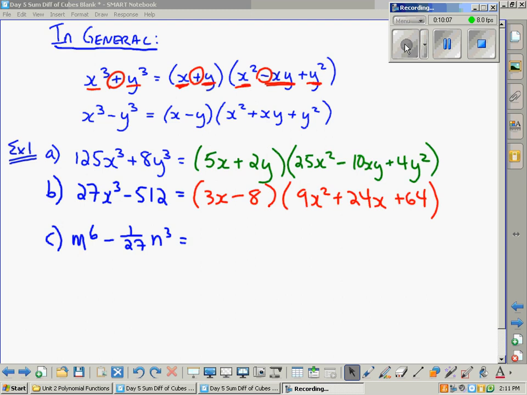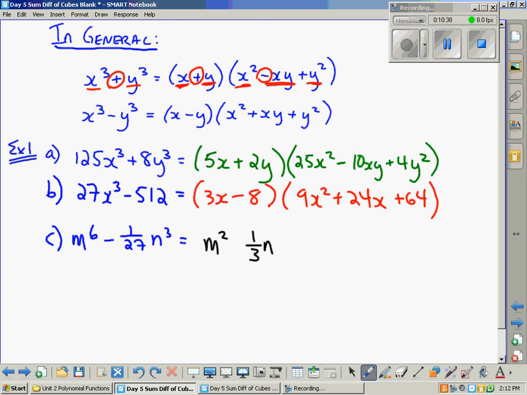Last one, cube root of the first. So this one might be a little bit challenging. Cube root of m to the power 6. So what number do I multiply 3 times to get m to the power 6? Well, it's got to be m squared. m squared times m squared times m squared, 2 plus 2 plus 2 is 6. It's m squared. Here, cube root of 1 over 27. Well, you just take the cube root of the top and cube root of the bottom. Cube root of the top is 1. Cube root of the bottom is 3. And it's n. Keep the sign the same.